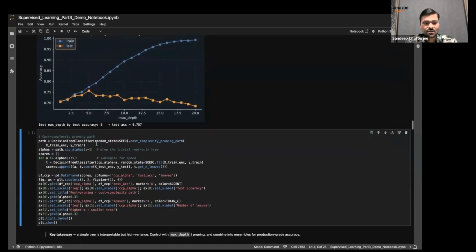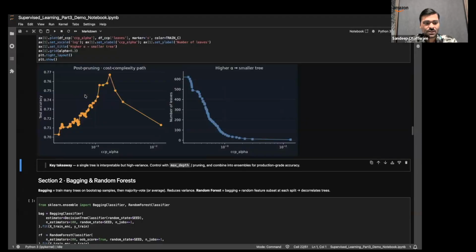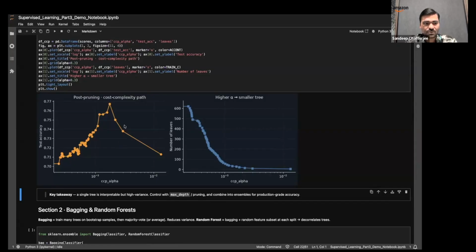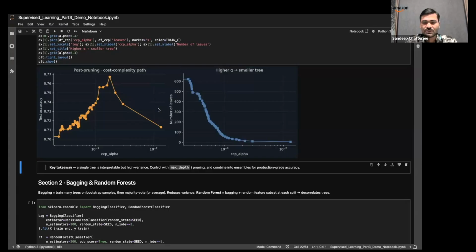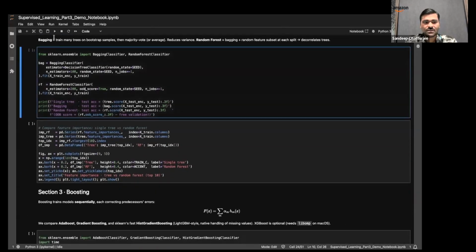Let's also do cost complexity pruning, which is CCP. Here we train the full tree, then progressively cut the branches that contribute least to the accuracy. Scikit-learn gives the CCP alpha path. Higher alpha means we are pruning more aggressively. The key takeaway is that a single tree is interpretable but has high variance. So we tame variance with ensembles, which we are doing in the next step. We are starting with bagging.